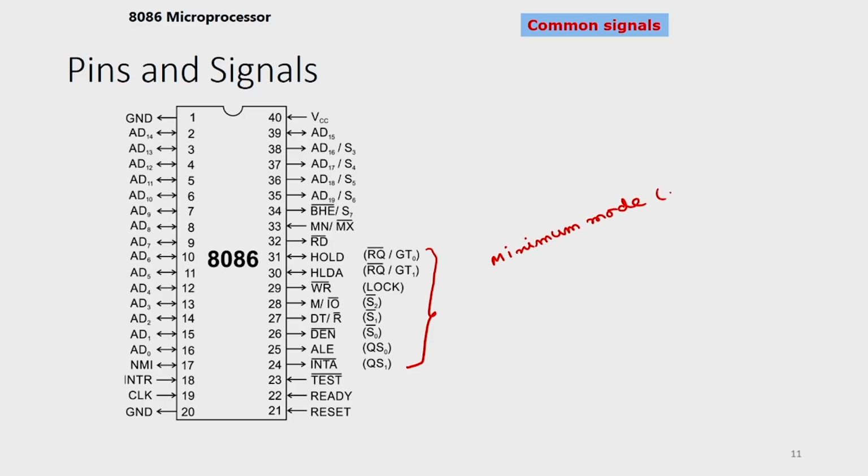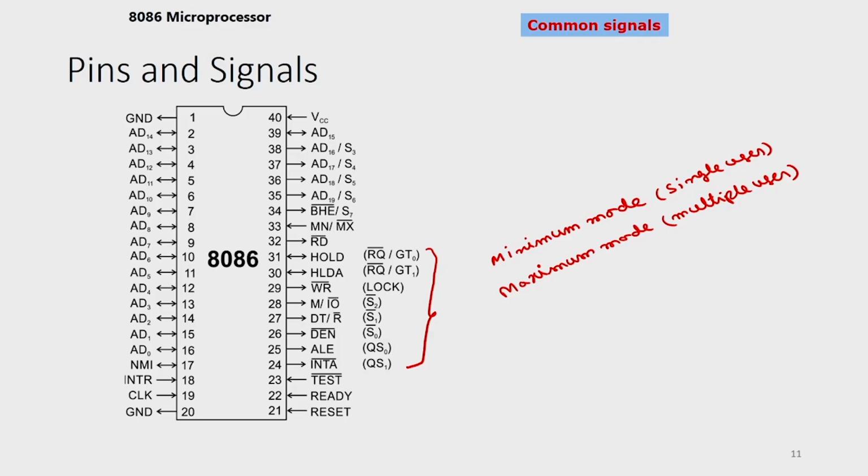Minimum mode is single user and maximum mode is multiple user. Multiple users can access the 8086 at the same time, which is called multiprocessing. In that case we have to operate the 8086 in maximum mode, and for a single user in minimum mode.